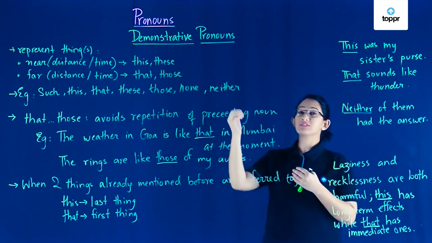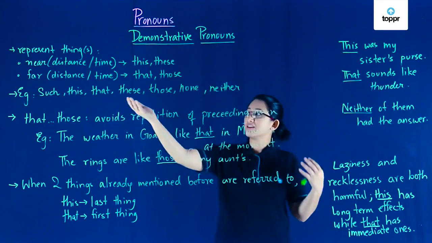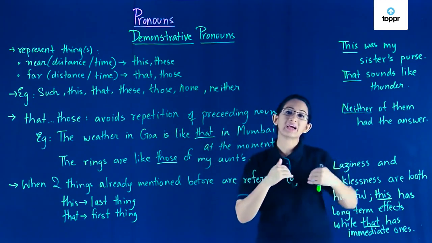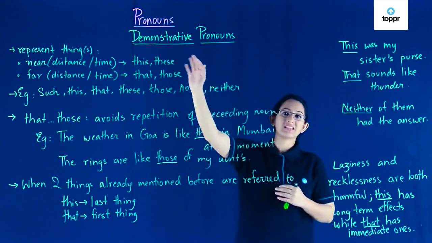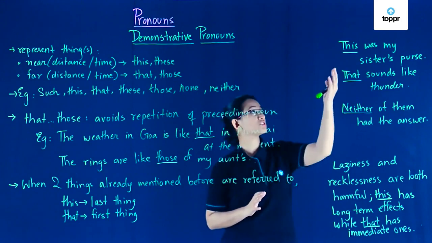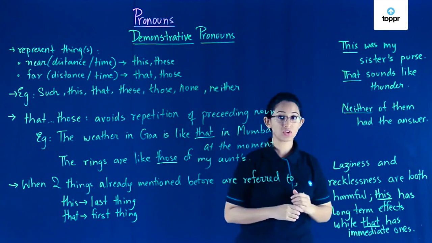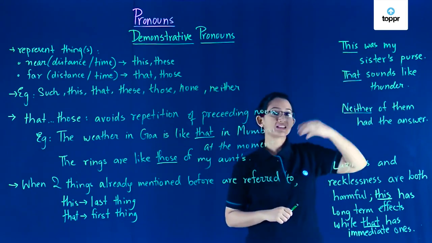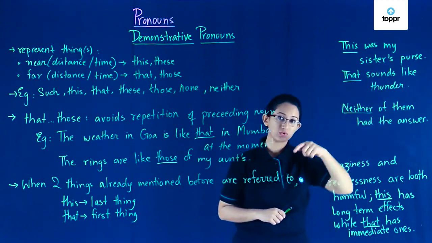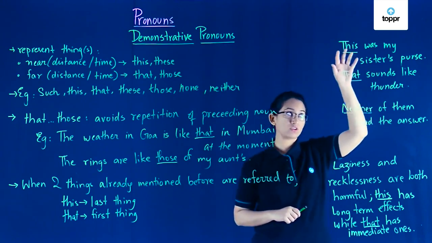So examples of demonstrative pronouns include words like such, this, that, these, those, none, neither. Depending on how they're used, they can be used as demonstrative pronouns. Let's take a look at a couple of examples to understand this. So imagine you have this sentence here. This was my sister's purse. So here, this is referring to the particular purse that is being pointed out in the sentence. Therefore, it is acting as a demonstrative pronoun over here.